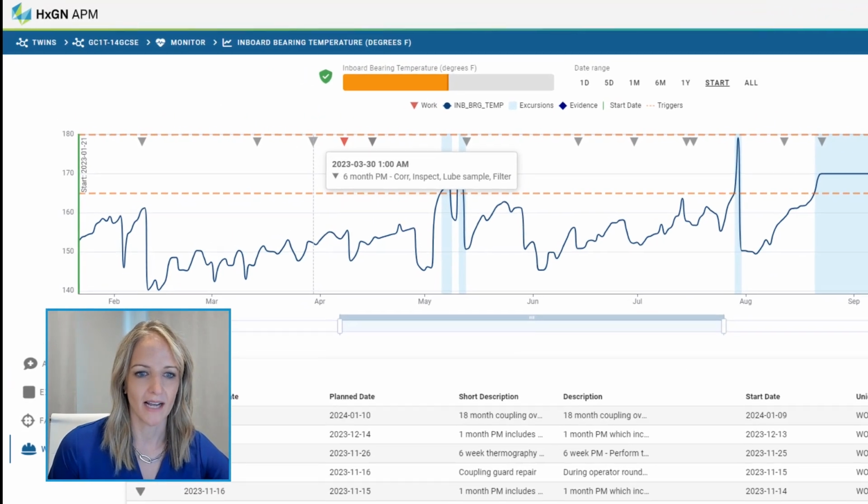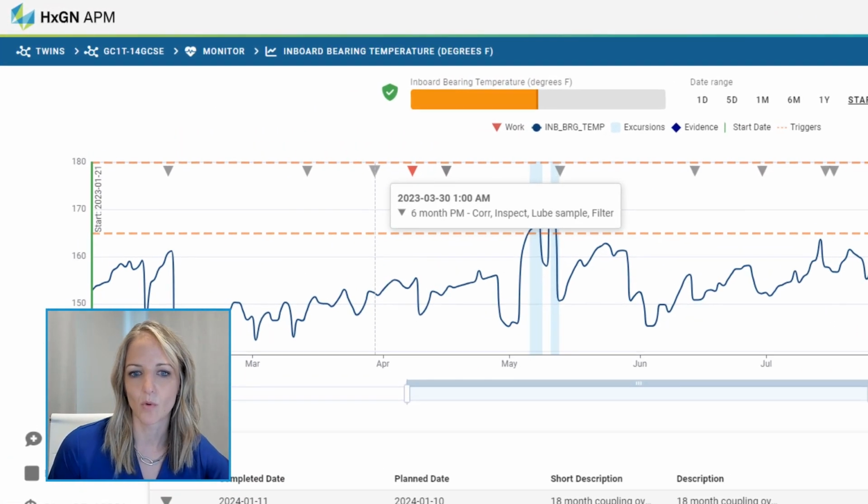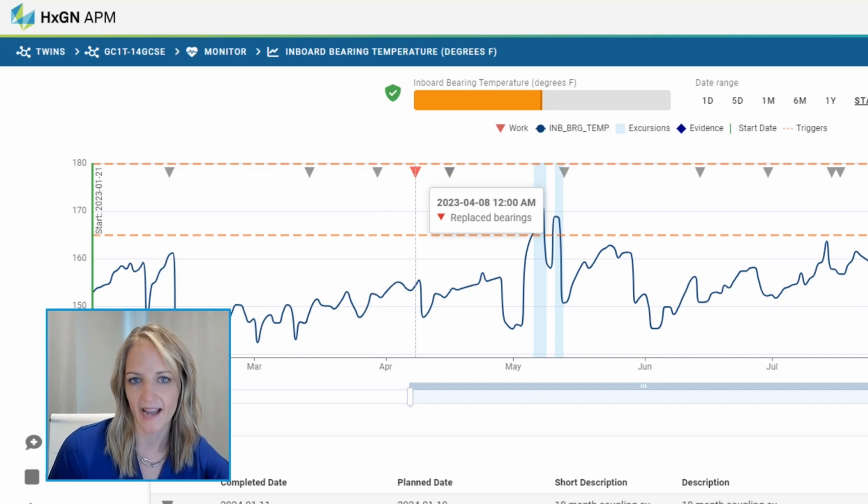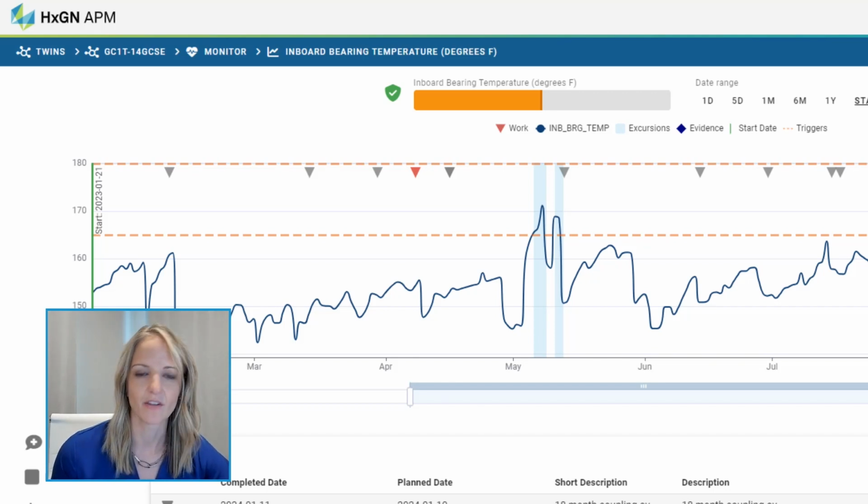Now, one final thing I'll highlight here is you can actually overlay the work done in the same chart. The gray triangles shown here represent when those PMs were completed on this particular asset. The red triangles show the reactive or corrective work. In this case, we replaced the bearings. By pulling in and actually correlating different data sources, one from OSI PI, historian tag data, and the other from your EAM work history, the application actually gives you a better picture of what's going on with this particular asset.